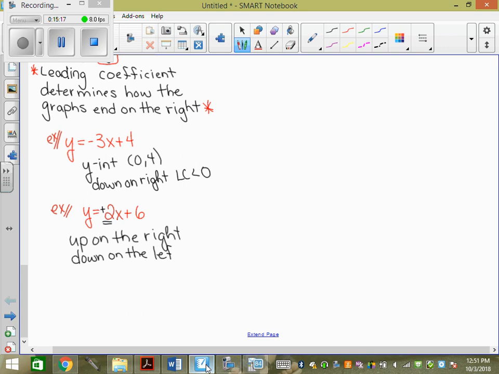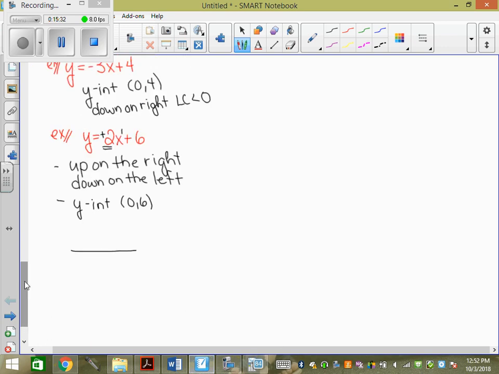Why? What kind of function is this? Odd. It's degree 1. And what's my y-intercept? (0, 6). Okay. So what could they do on the diploma?